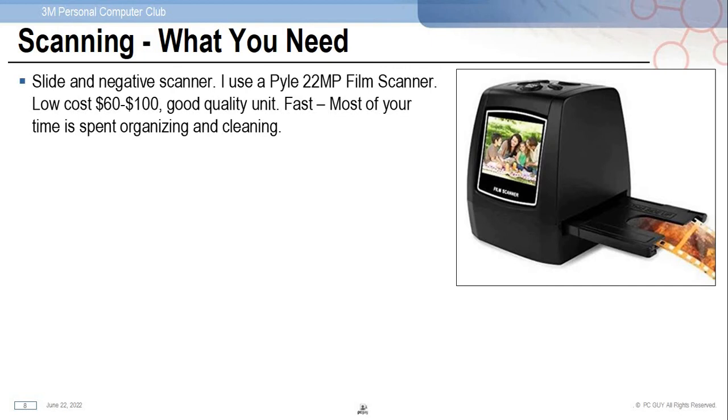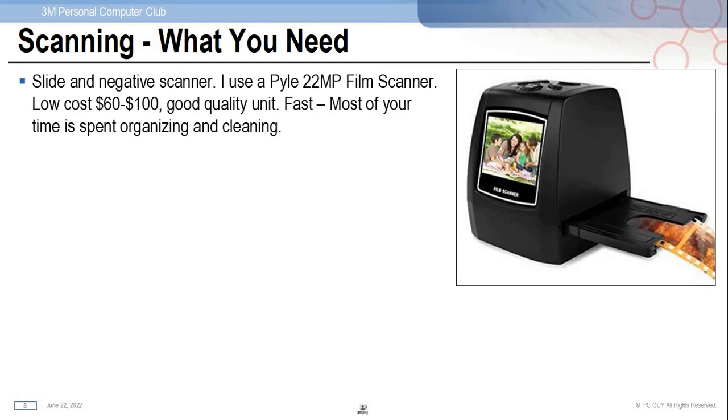The third way to capture or digitize some of these images is if you have slides and negatives. I mentioned I use this. It's called a Pile, which is the name of the manufacturer, but it's a 22 megapixel film scanner. It'll work for slides and film. They sell anywhere from $60 to $100. The quality is very good, and it's very fast.